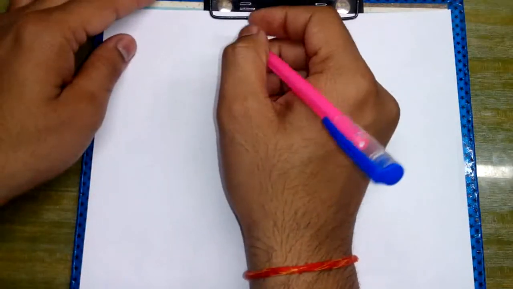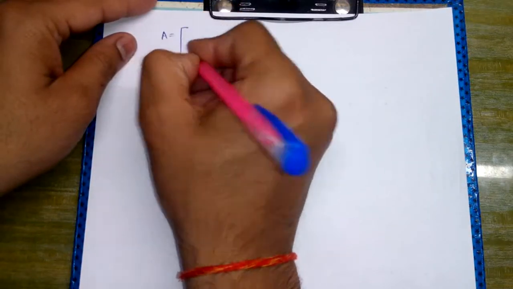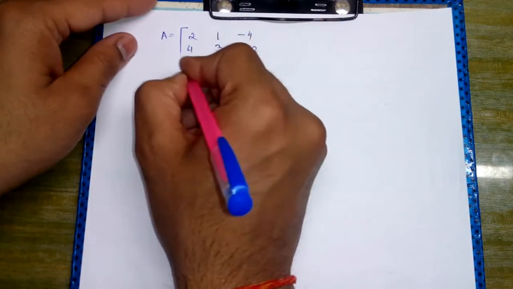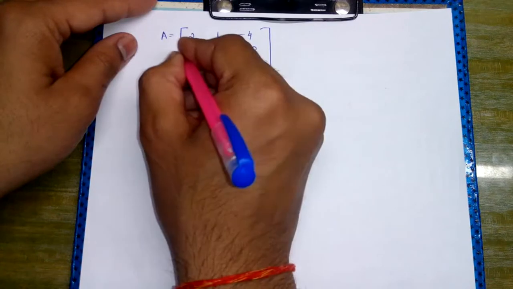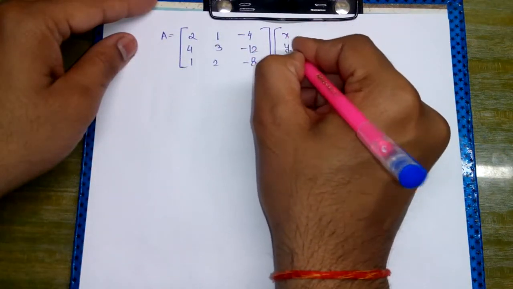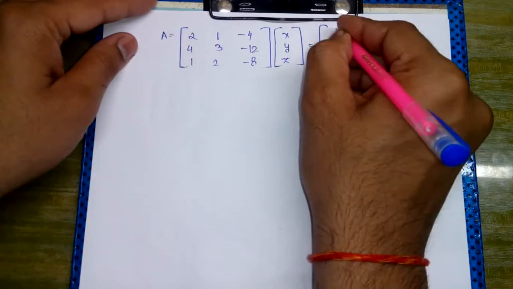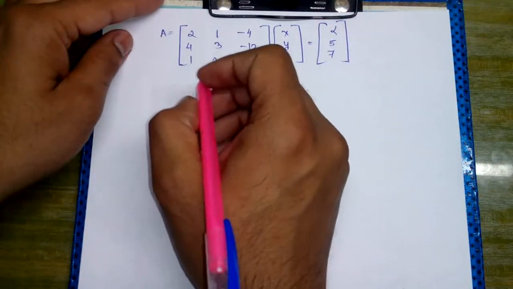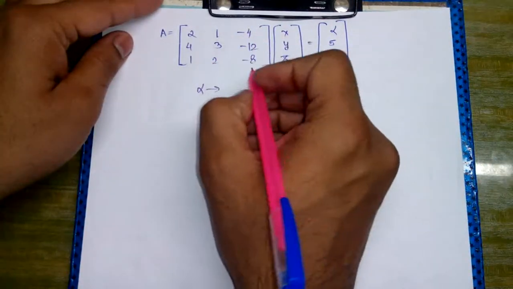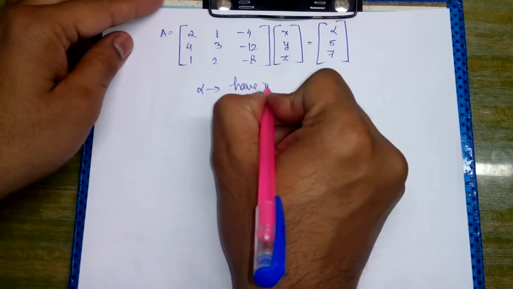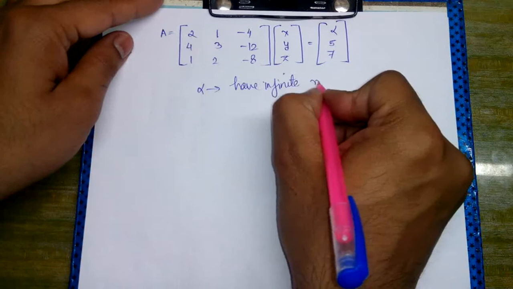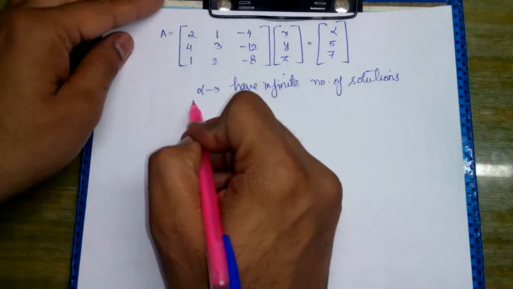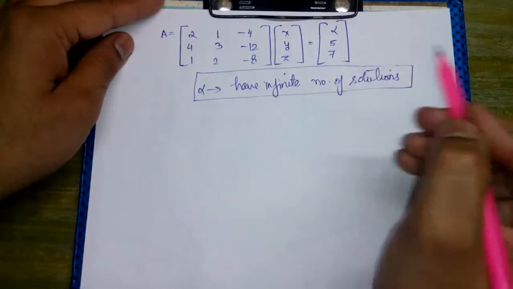Now we will do one more important question. We have been given a matrix A: 2, 1, minus 4; 4, 3, minus 12; 1, 2, minus 8, multiplied by x, y, z, which is equal to alpha, 5, 7. And we have been asked: for what value of alpha will the system of equations have an infinite number of solutions?